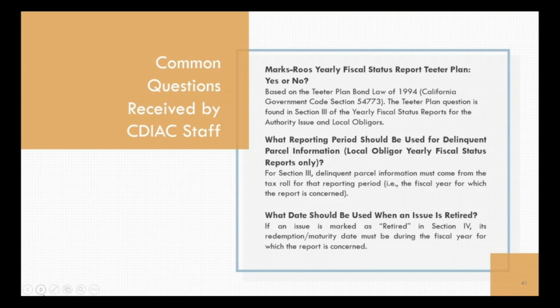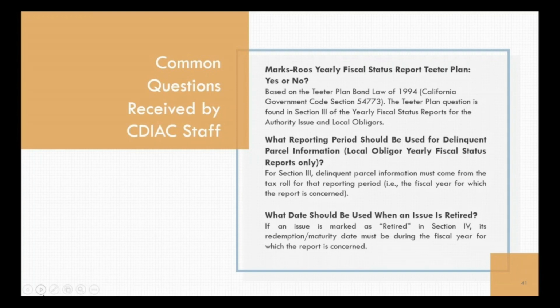In response to what reporting period local obligors should use for delinquent parcel information in Section 3, the delinquent parcel information must come from the tax roll for that reporting period, meaning the fiscal year for which the yearly fiscal status report is submitted.